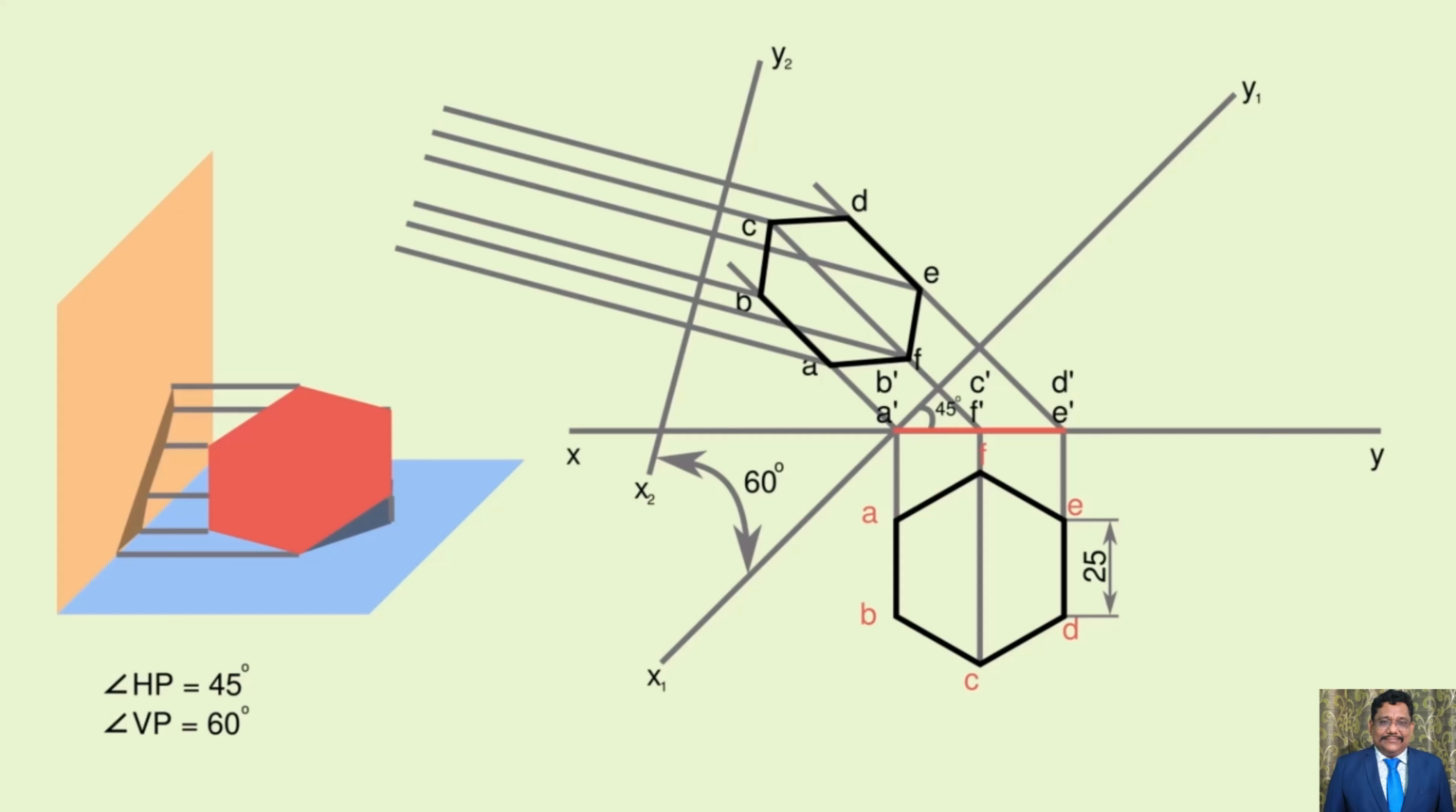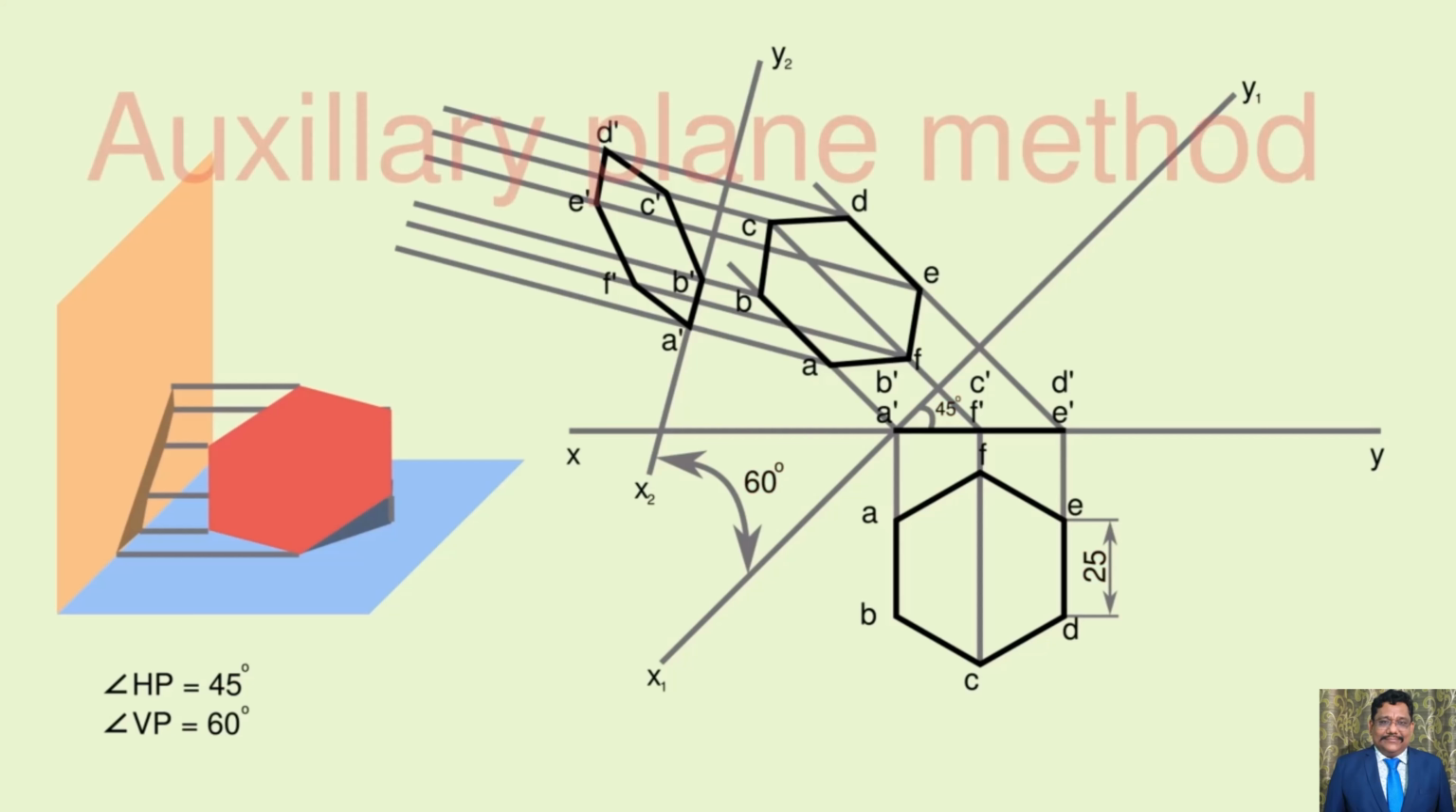Measure the distance below the x1 y1 line from each point. Mark the same distances from the x2 y2 line at the appropriate points. Join all the A dash, B dash, C dash, D dash, E dash, and F dash. This is our required auxiliary front view. Keep the dimensions as much as we need. This is an alternative method to the change of position method. This is the way to solve auxiliary method problems.